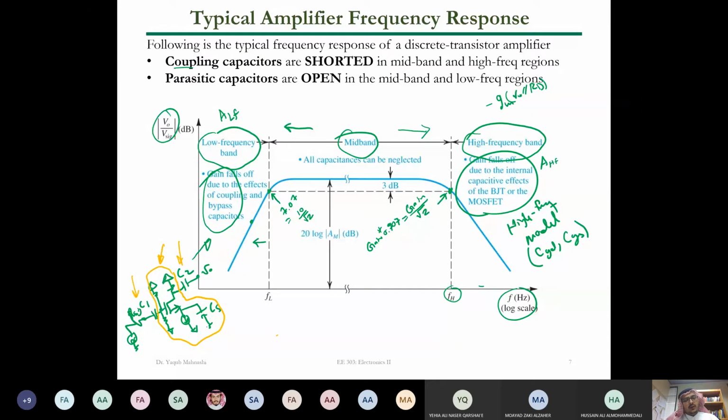I want to get the value: is it 1 microfarad, or 1 nanofarad, or 1 farad? Of course there is nothing called 1 farad in electronics here, except in supercaps, but in general we are talking about very low capacitance values. But yes, the gain will be attenuated due to these effects, the coupling capacitors. And not only the coupling, but even the bypass capacitor, which is CS.